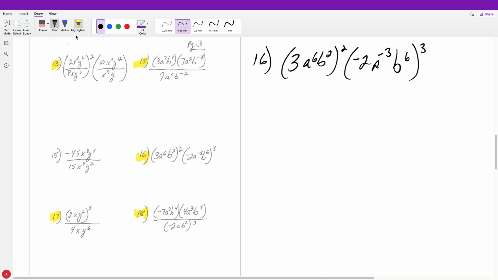All right, so for this one, we're going to just go ahead and get rid of both of these exponents because we can't multiply until we do that. So here we have 3 squared, which is going to give me 9. And our rule of power to a power, we multiply. So 6 times 2 is 12, and 2 times 2 is 4. So now we got rid of that power of 2.